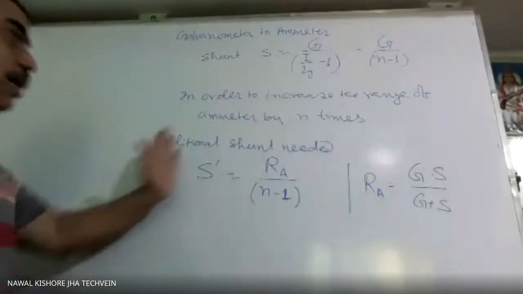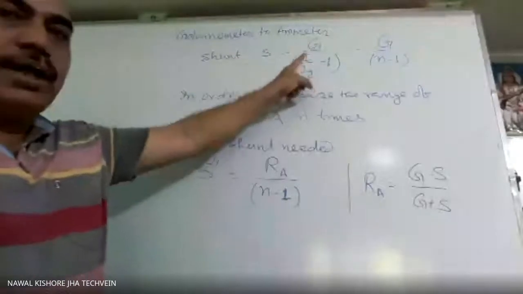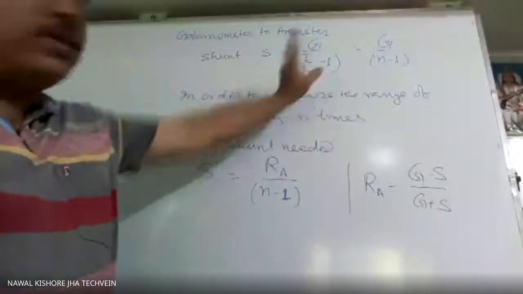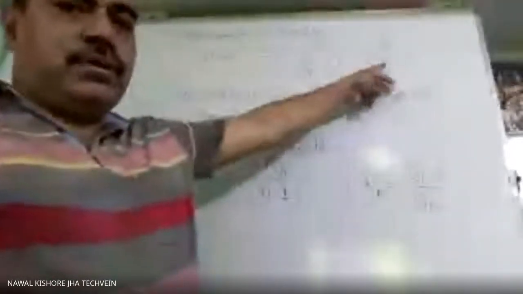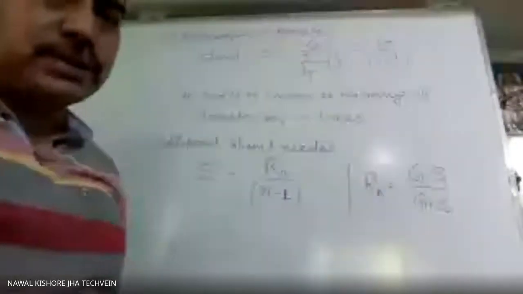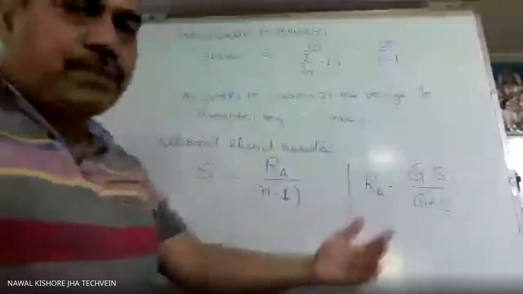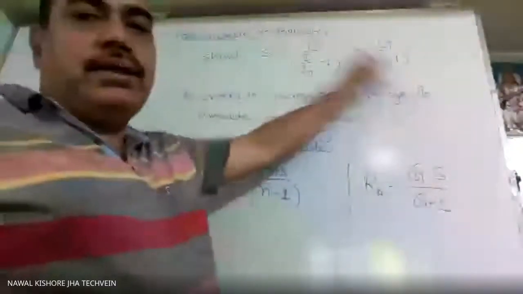Okay. So this was galvanometer to ammeter. This S was G over I over Ig minus 1. And this we have written N. That is, the ratio of the current to be measured and the current which can be passed through the galvanometer, because galvanometer is a very sensitive instrument, so we can't pass very large current. So this N is the ratio of this.